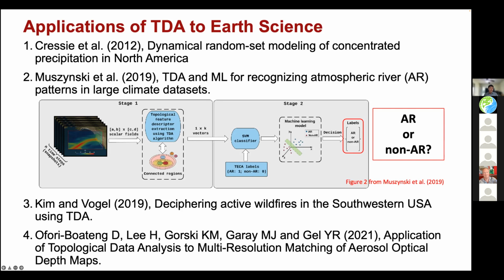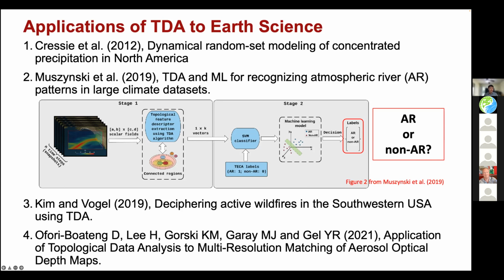And this second study, published in 2019, is an example showing how TDA benefits machine learning using earth science data. What they did here is apply TDA to summarize atmospheric river patterns. An atmospheric river is a narrow band of water vapor that transports moisture from the tropics to the mid-latitudes. Sometimes it's nicknamed the Pineapple Express, and it's critically important for water resource management in the Western United States.